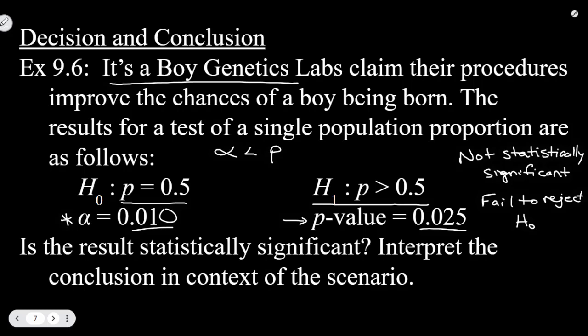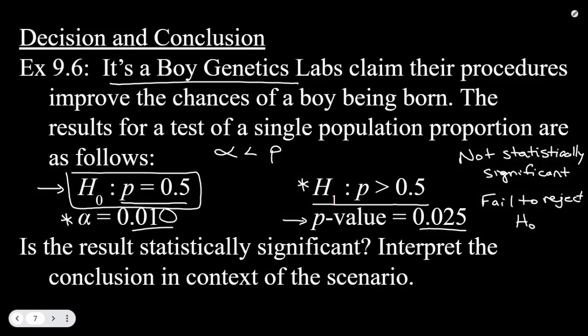Okay, the conclusion in terms of this context would be, we would say, even with their treatments, whatever they're doing, we cannot reject the proportion being 0.5 according to what we have gathered in our sample. And again, we didn't do any of the math. They gave us this information. But when alpha is less than p, we fail to reject the null hypothesis. And in that case, that means we don't have enough evidence to support the It's a Boy genetics lab's claim that they can make it more likely that a boy will be born.